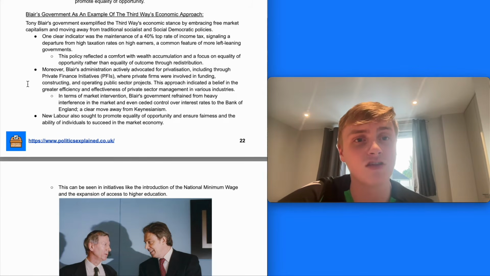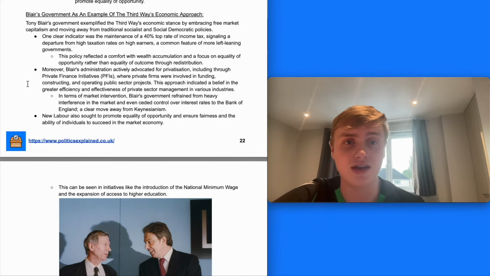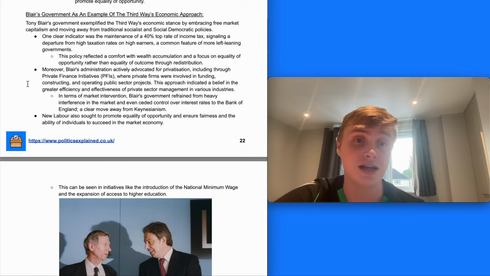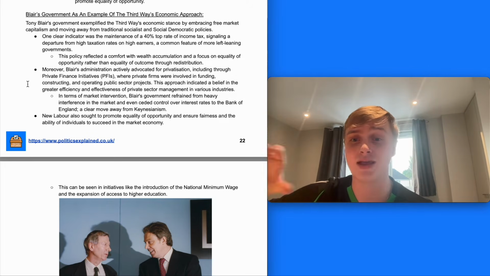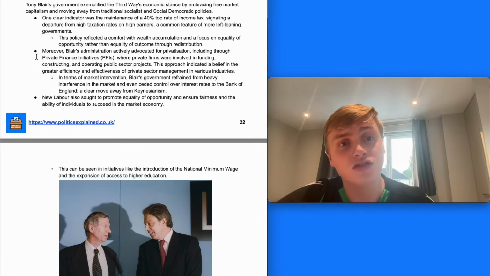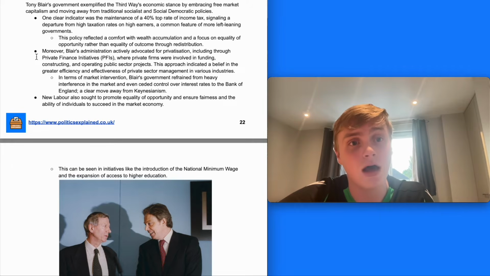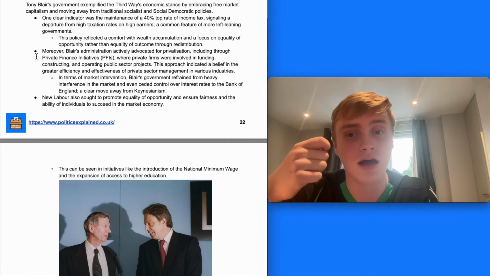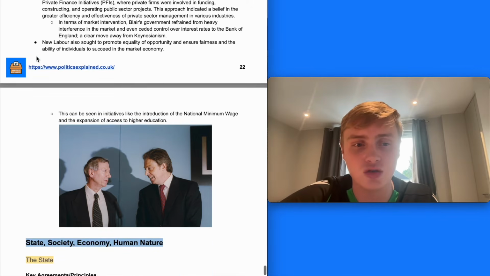And crucially, Blair's government is a really good example of the third way's economic approach. So you see the lack of commitment to equality of outcome in their maintenance of a 40% top rate of income tax, which really differs from the 83% you see under Harold Wilson's social democratic government in the 1960s. You see the commitment to privatisation, including through private finance initiatives. And you see the introduction of the national minimum wage and the expansion of access to higher education that really displays their commitment to equality of opportunity.